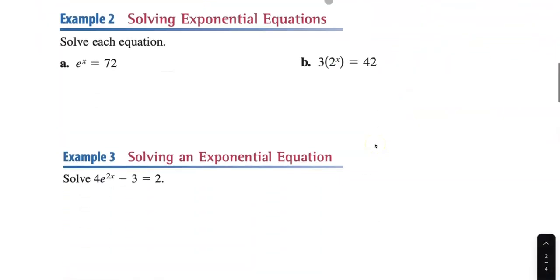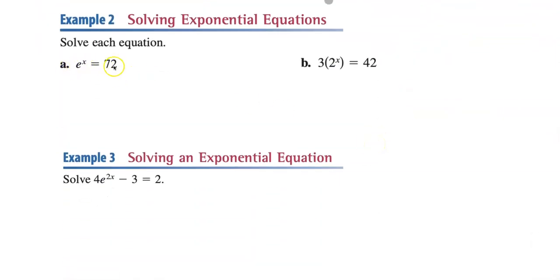Let's do some examples. So e to the x equals 72. That's an e, so we're going to take the natural log of both sides. Like that. These cancel out. x equals natural log of 72. Over here, first thing, you want to get rid of that 3. We can't get rid of the 2 yet, so get rid of the 3. Let's divide both sides by 3. 2 to the x equals, let's see, 3 goes in there 14 times.